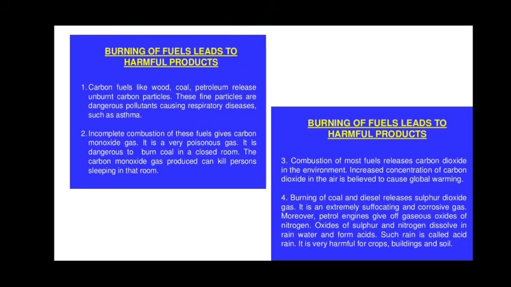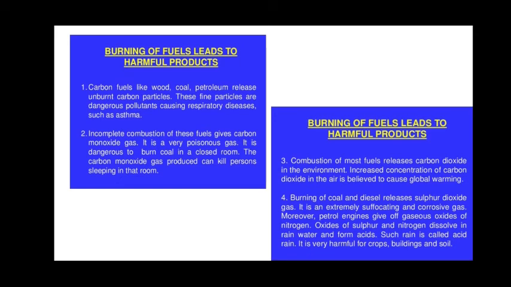Secondly, incomplete combustion of these fuels gives carbon monoxide gas. It is a very poisonous gas. It is dangerous to burn coal in a closed room. If you are forced to burn coal, burn it in an open space. The gas can also kill a person who is sleeping in that closed room. Third, most fuels release carbon dioxide, which increases global warming.